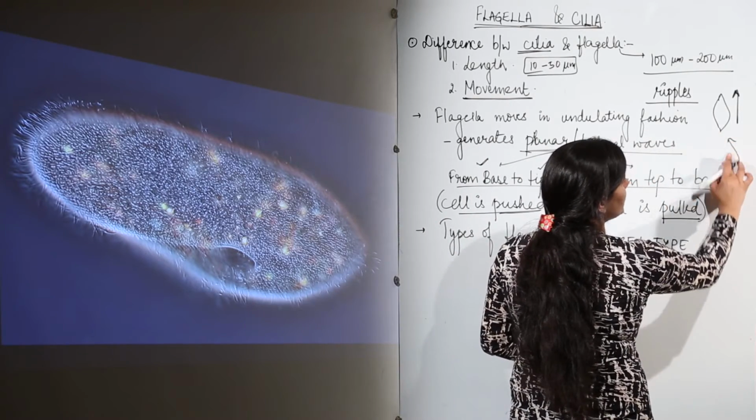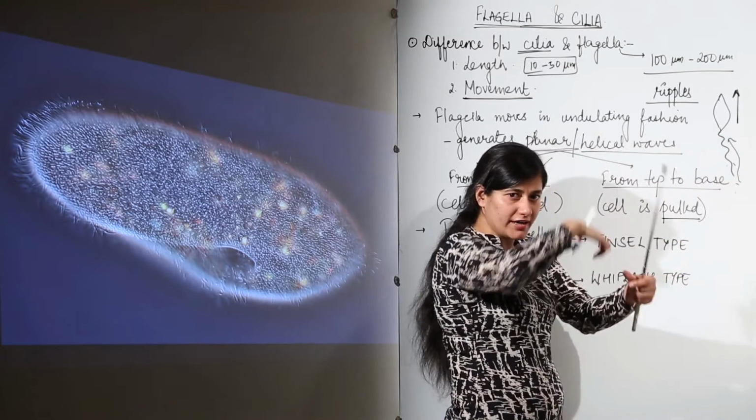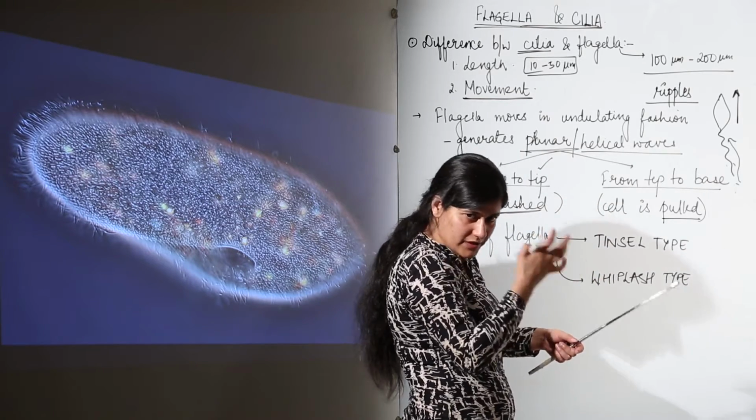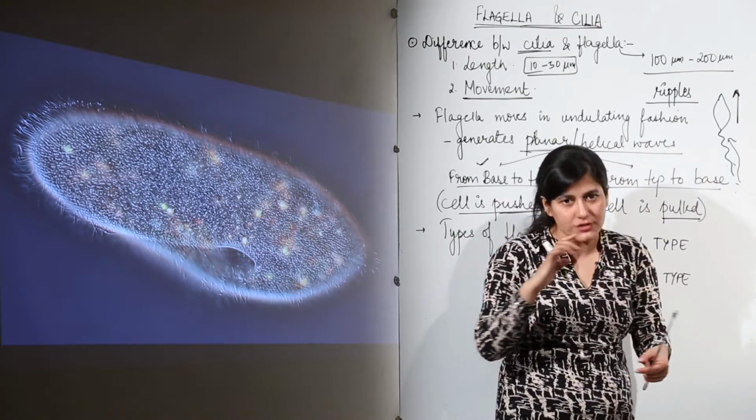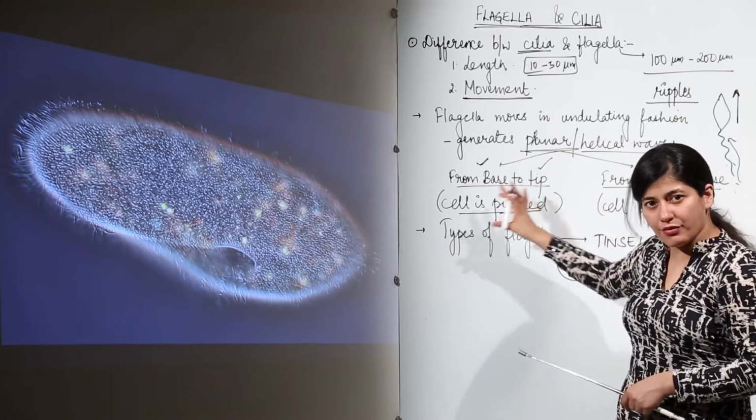And in the other case, when it is from tip to the base, supposedly the movement starts from here, over here, like this. It starts moving, this part starts moving and it goes towards the base, then the cell would be pulled in the surrounding medium, that would be liquid of course. So this is how the flagellum is able to generate its movement.